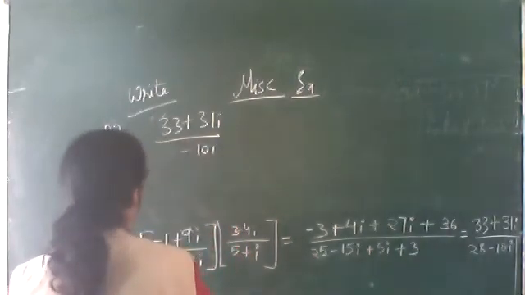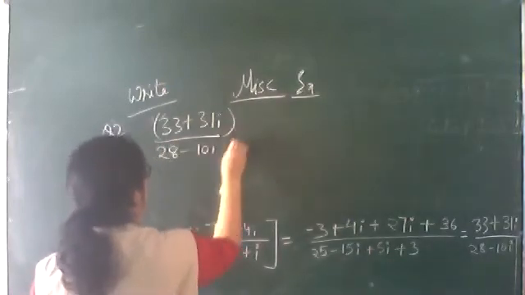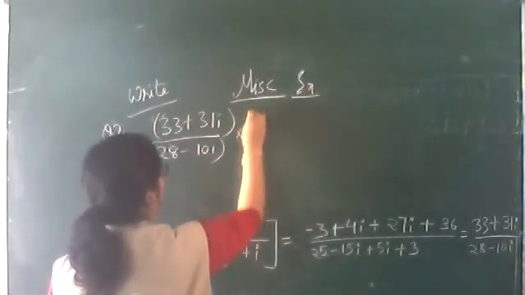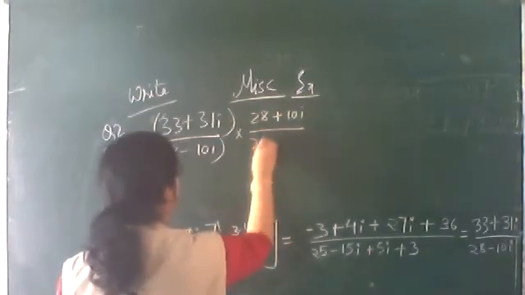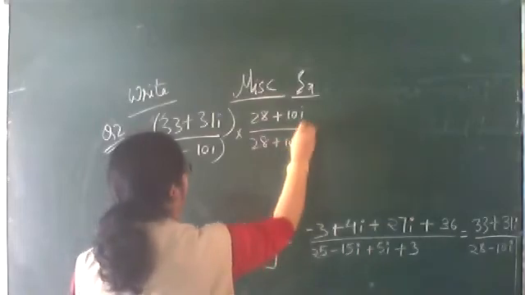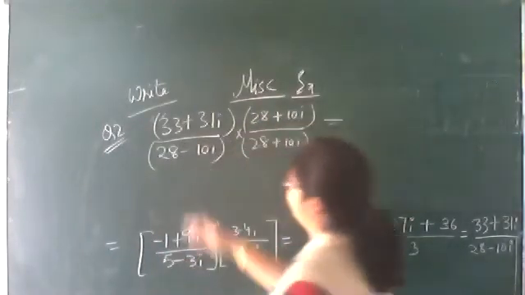So can I write here, let it be like 28 minus 10i. So what we will have? We can write here 28 plus 10i divided by 28 plus 10i. You can take common also, then the multiplication will be easy, or you can do what I told you.